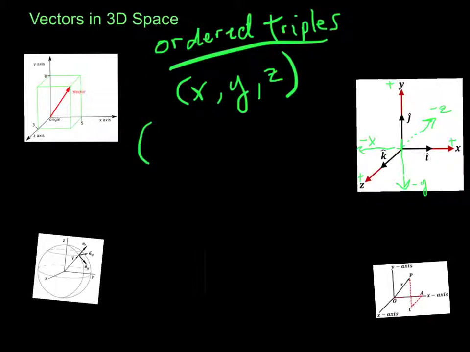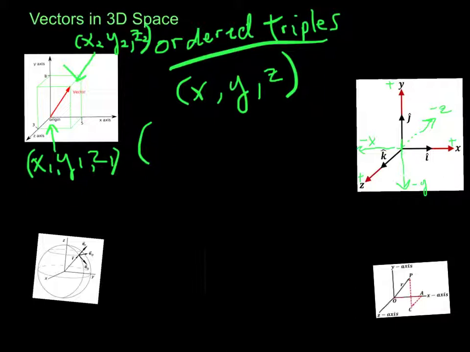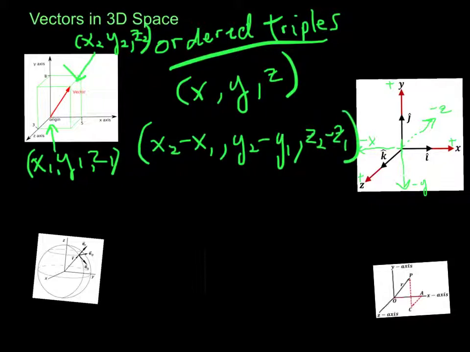Let's just say that we're going to have x1, y1, z1, and I'm going to let that be the origin right there. And then we're also going to have x2, y2, and a z2. That will be the coordinates for the head. Well, just like before, we did x2 minus x1 and y2 minus y1. We just need to include z2 minus z1. Sorry, my z's look like 2's.